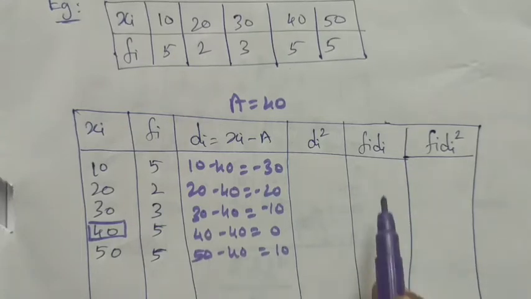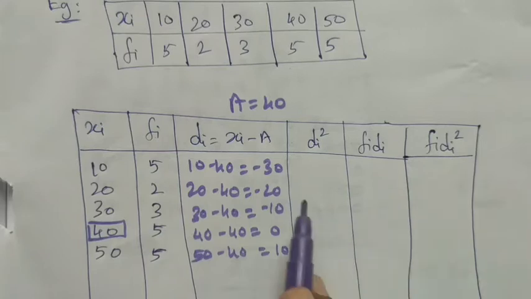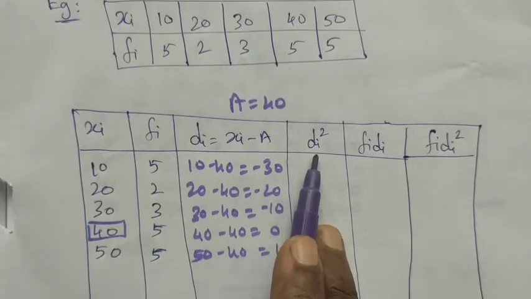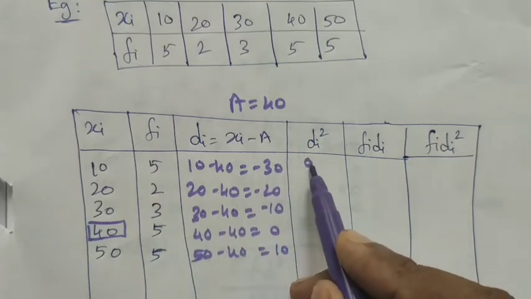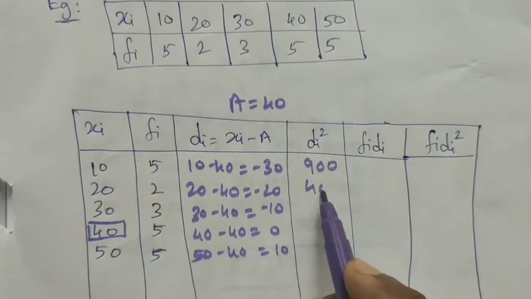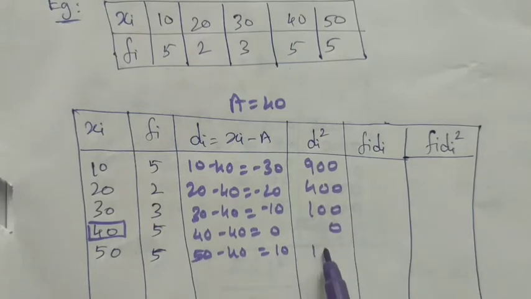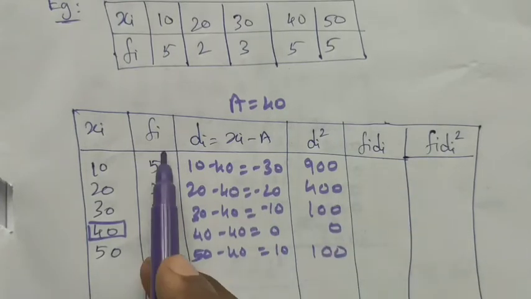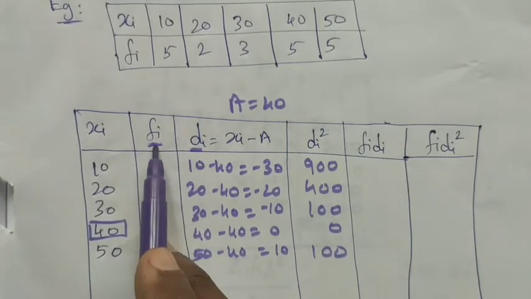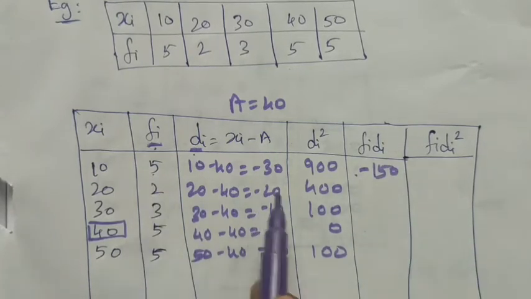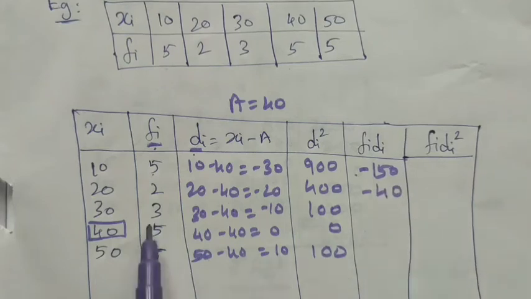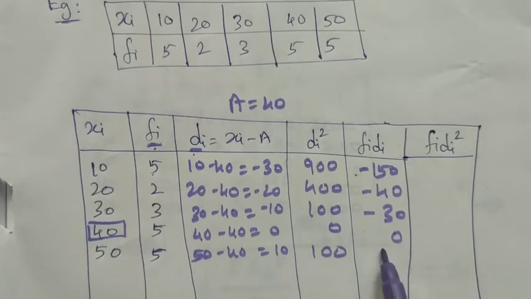Now we have to find fi di and fi di square. First I find di square, so that it is easy to multiply with fi. So here we have 900, 400, 100, 0 and then 100. When we square a term we get only positive values. Now we have to multiply fi and di. 5 into minus 30 is minus 150. 2 into minus 20 is minus 40. 3 into minus 10 is minus 30, 0 into 5 is 0, and 5 into 10 is 50.